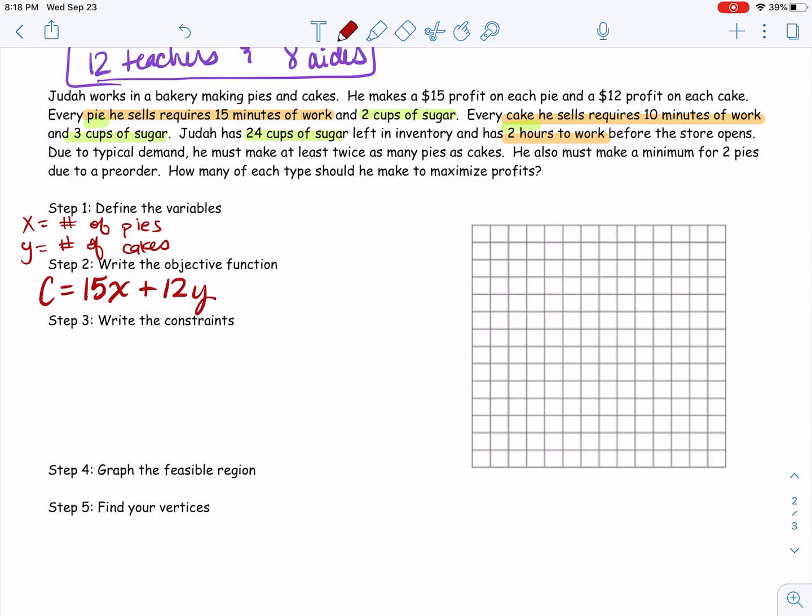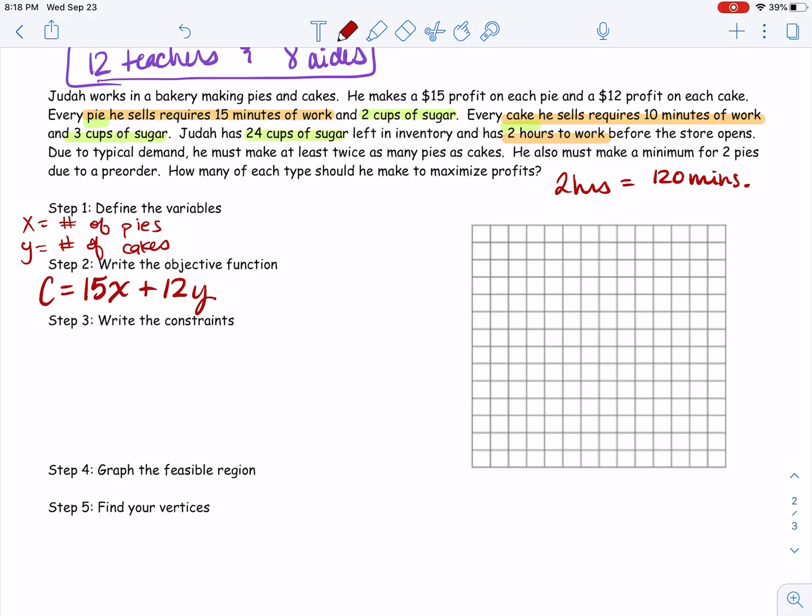Write the constraints. So those are our constraints, the amount of time and the amount of sugar, etc. Let's say we start with time. 15 minutes for each pie, 10 minutes for each cake. He only has 2 hours to work. Pause right there. Red flag should be going off. 15 minutes of work for a pie. 10 minutes of work for a cake. He only has 2 hours to work. How many minutes is 2 hours? 120 minutes.